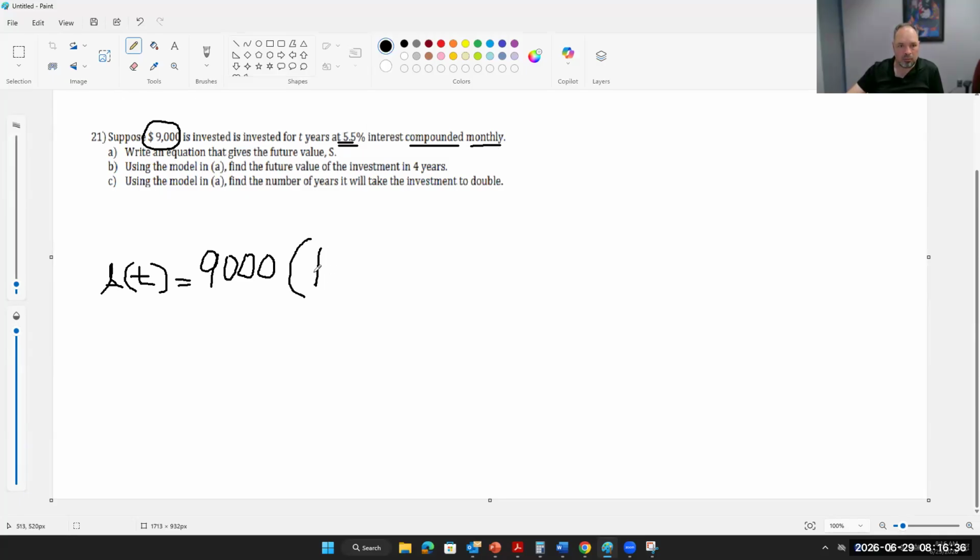So the formula is going to be 1 plus R over N, to the N T.